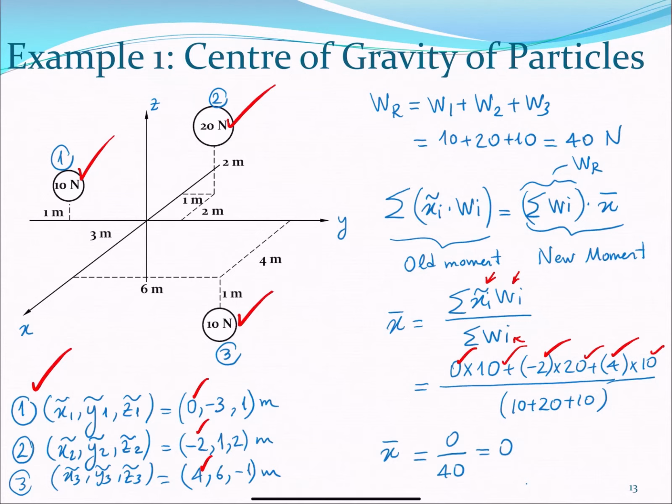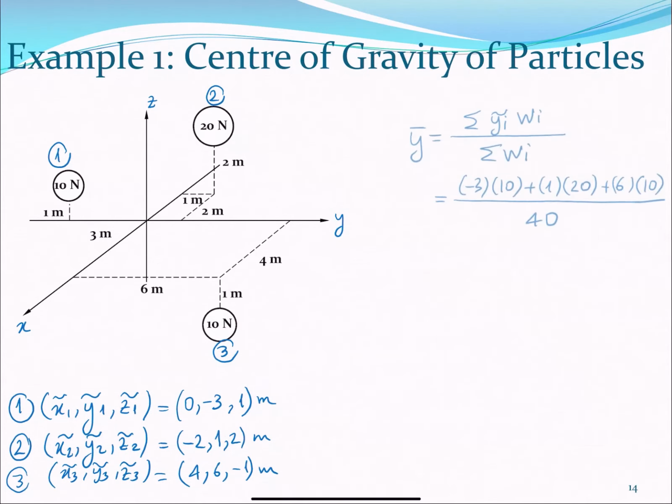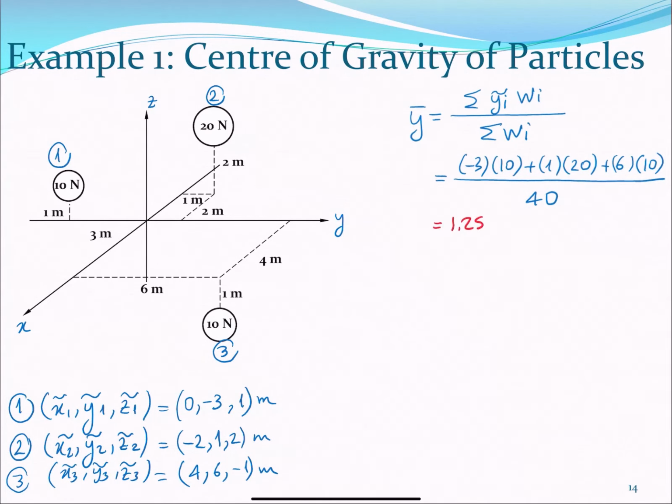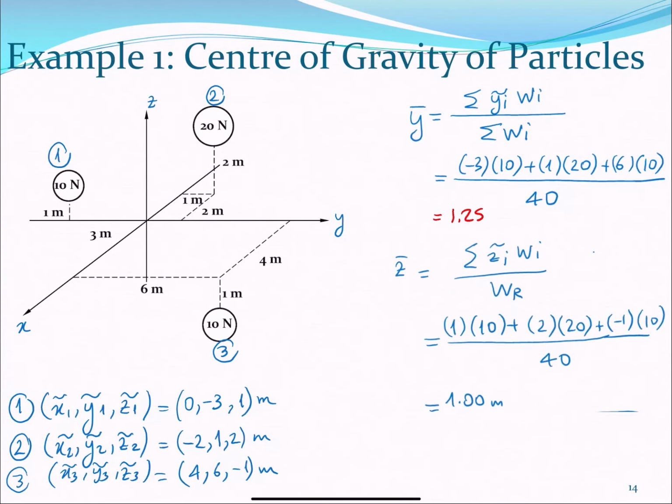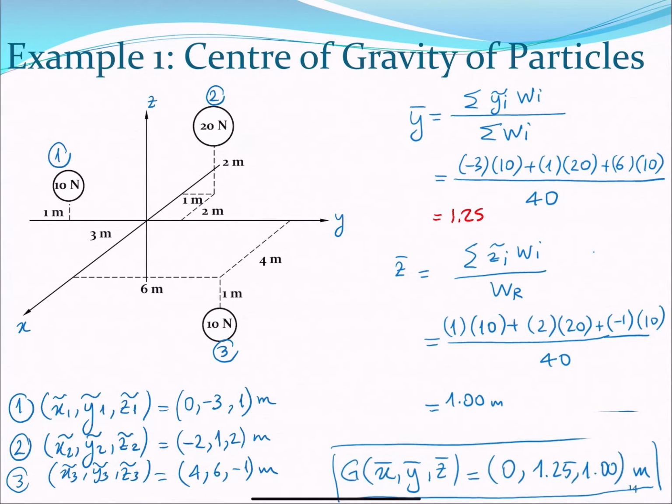And in the same way, I apply the same formulas for the y bar component, and I get 1.25. And I do the same for the z component, and then I get it equal to 1. So the center of gravity is located at 0, 1.25, 1 meter, right? Let me just show you 1.25, and then 1 meter, which is here.